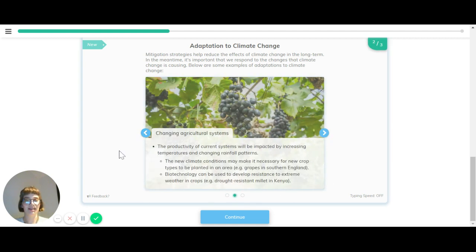There's also changes in agricultural systems. So the productivity of current systems will be impacted by increasing temperatures and changing rainfall patterns. The new climate conditions may make it necessary for new crop types to be planted in an area, for example, grapes in southern England. Biotechnology can be used to develop resistance to extreme weather in crops. For example, in Kenya, there is drought-resistant millet.